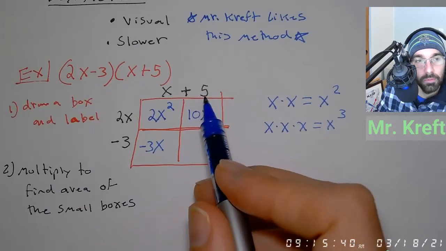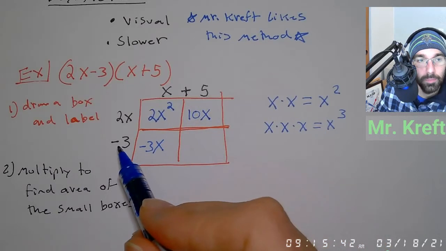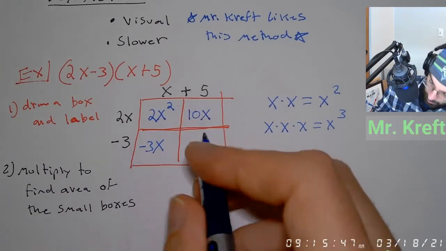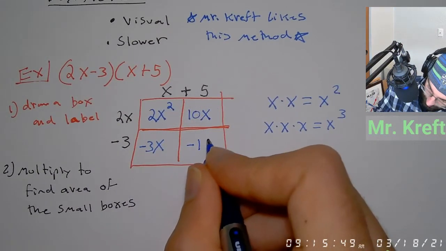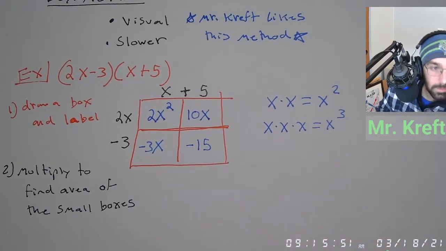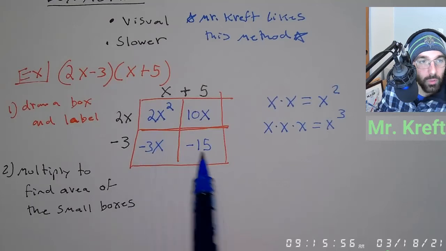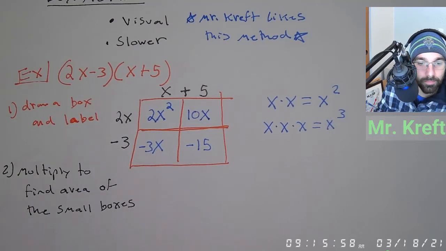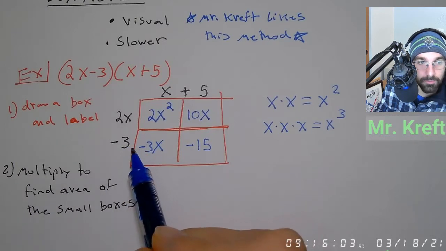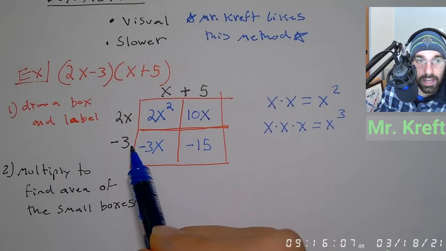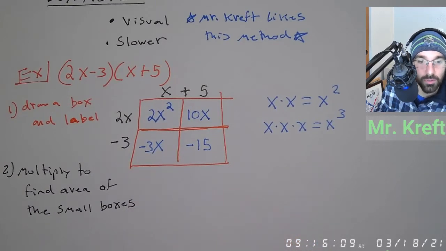And then for this last one, I'm going to go 5 times negative 3. So 5 times negative 3 is negative 15. We drew the box. We made it 2 by 2. There's no x here, so it's just negative 3 times x. If it was negative 3x times x, it would be negative 3x squared, right? That's a good question.